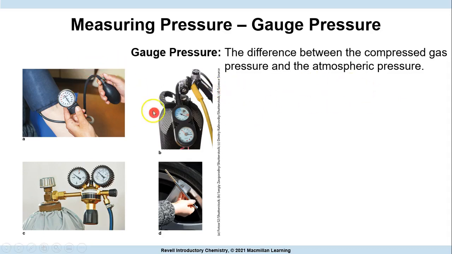So if you measure a gauge pressure and you have a gauge pressure of 0, it doesn't mean that the pressure is 0. It only means that the pressure inside of the apparatus they are using is the same as the atmospheric pressure. So that difference will give you a pressure of 0. So if you have a gauge pressure of maybe 1, it means that the pressure inside the compressed apparatus and the gas and the atmospheric pressure, the difference is 1.